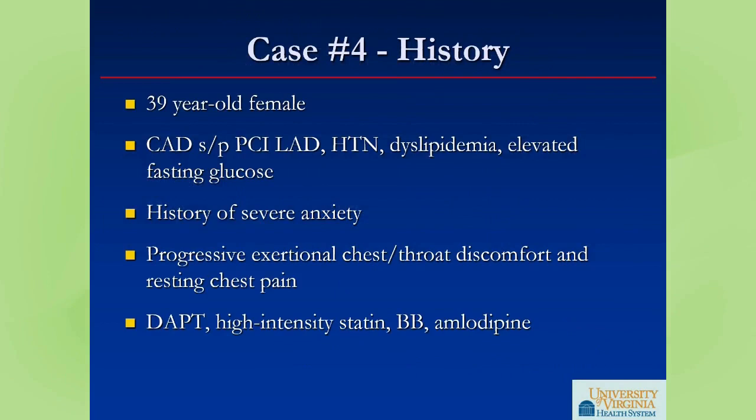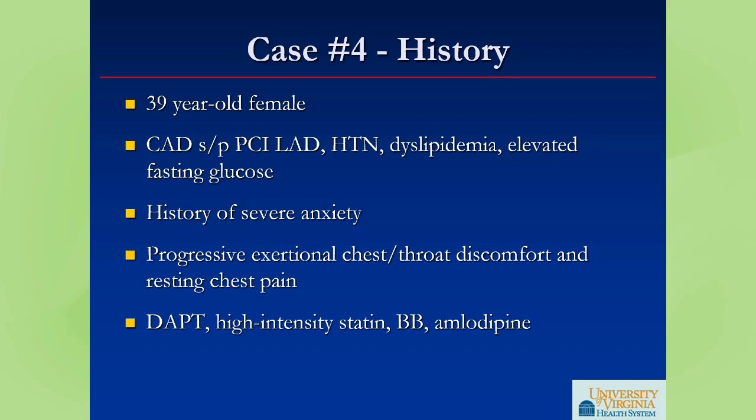Case number 4 is a 39-year-old female. She has a history of coronary artery disease and had prior PCI to her LAD. She has hypertension, dyslipidemia, and elevated fasting glucose. Very unfortunate case in how young she was. And unfortunately, this is complicated by the fact that she has a history of severe anxiety. So she comes in with progressive exertional chest and throat discomfort, but she also has an atypical resting chest pain.